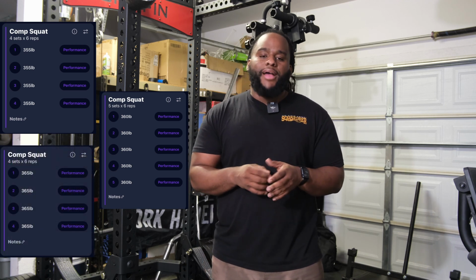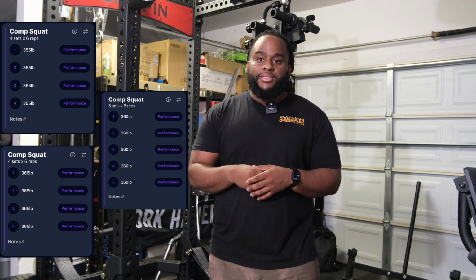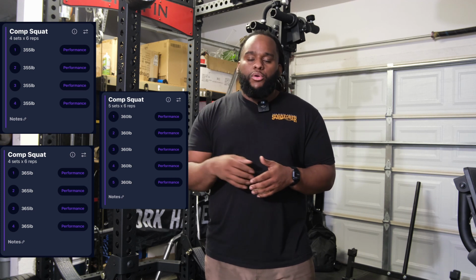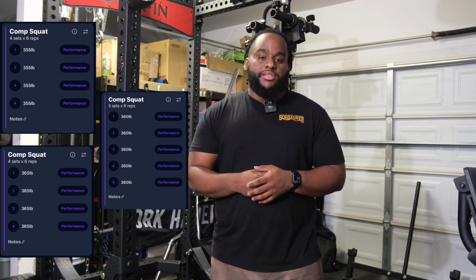Starting off with squats, low intensity, low volume gave me a 4x6 at 355 pounds. Moderate was a 5x6 at 360 pounds. High intensity, low volume was a 4x6 at 365. As you can see, just like the name implies, you're getting a heavier starting weight with the high intensity. Moderate, slightly lower starting weight, but you are getting that additional set as well.